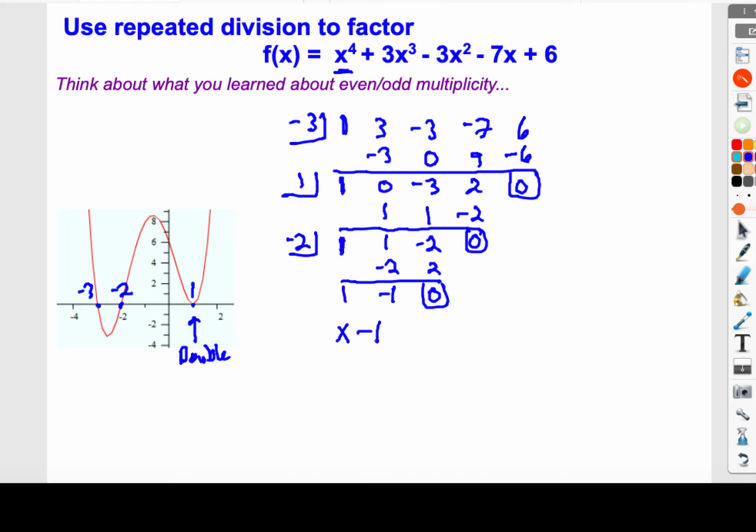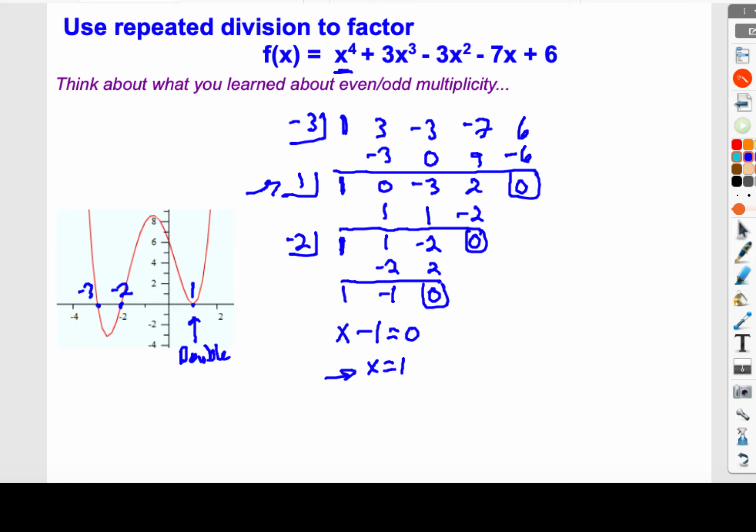And if we were looking for the 0 of that leftover function, I could set that equal to 0 and x equals 1. Again, that double 0, right? We got the first one up here. We got the second one down here. It turns out it was a double 0 anyways. We would have figured that out either way.